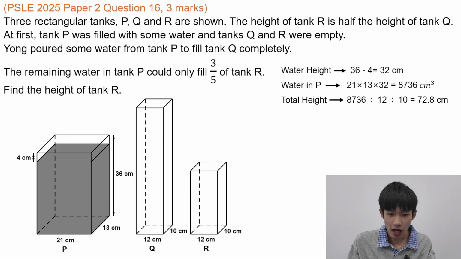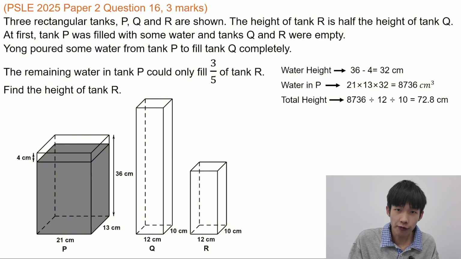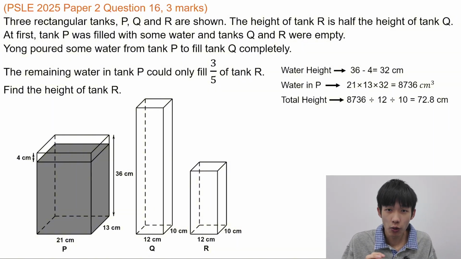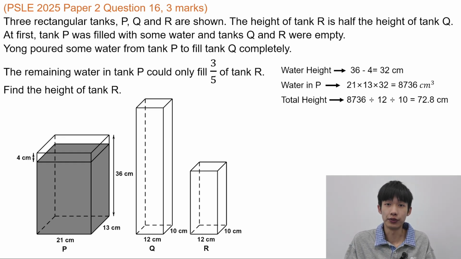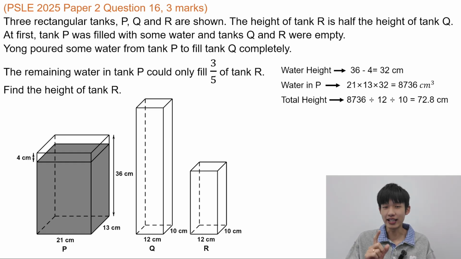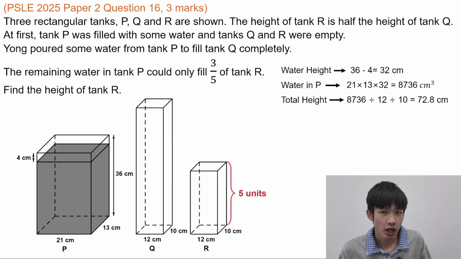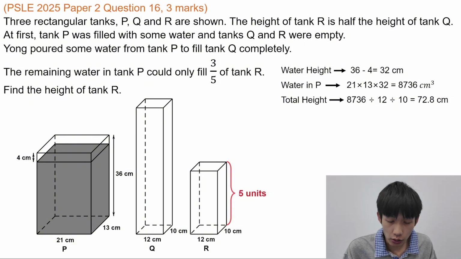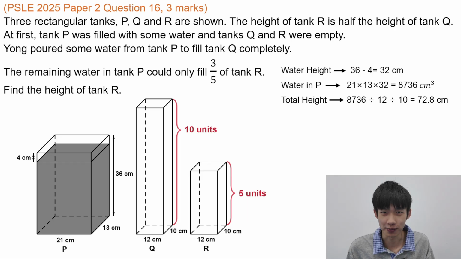But then, how do we find the height of Q and the height of R? So let's take a look. R is not filled. It's just 3/5 of it that is filled. So the water height in R should also be 3/5. In this case, for the total of R, we can think of it as how many units? Yes, we can think of it as 5 units for the height of R. For the height of Q, how many units? That will be 10 units because it's a twice relationship.